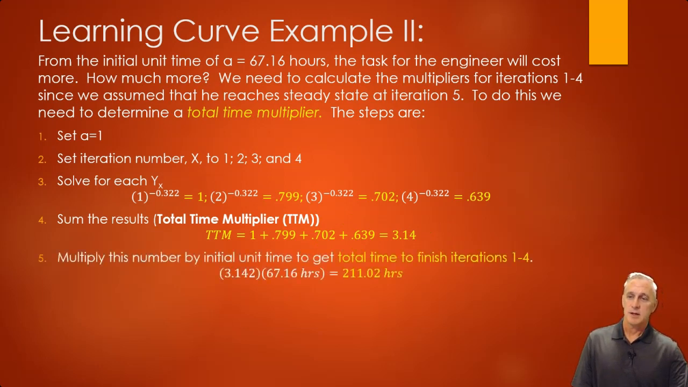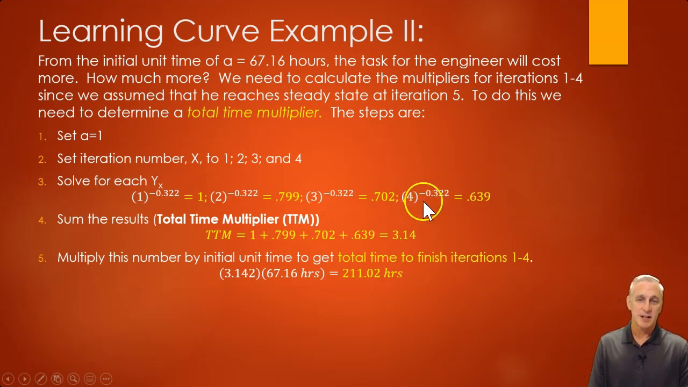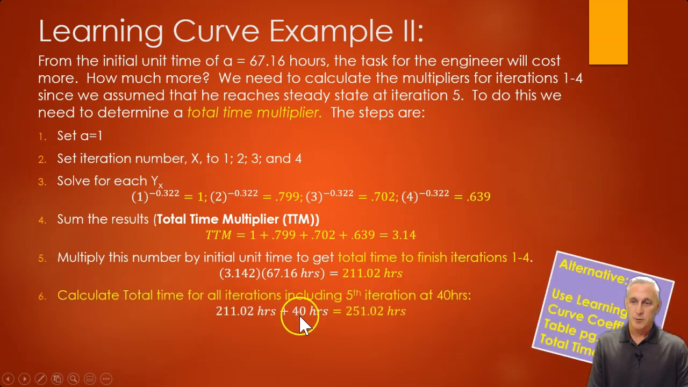Then we multiply that times the very first time, that's 67.16 hours. We get a value of 211 hours. Now notice, we only just did this for 1 through 4. Why they didn't do it for 5, they could have. We could have just calculated 5 to the negative 0.322, but we've already done that before. So we knew it was 40 hours. So we're just going to add those 40 hours, having already calculated that, to the 211, and we get 251 hours, roughly.